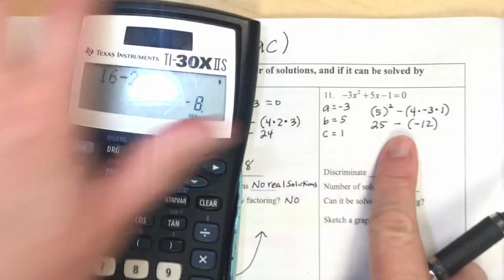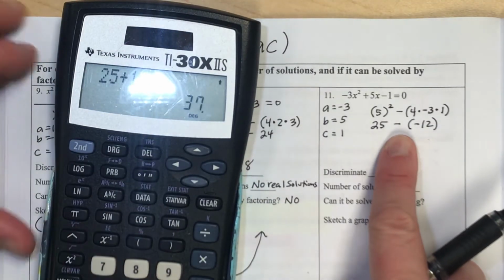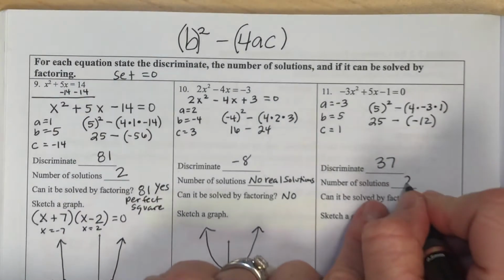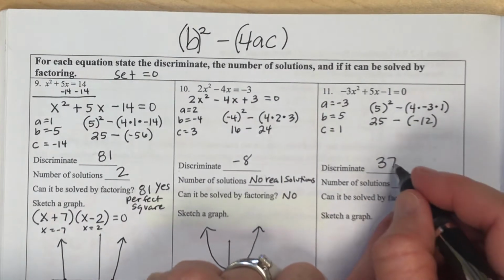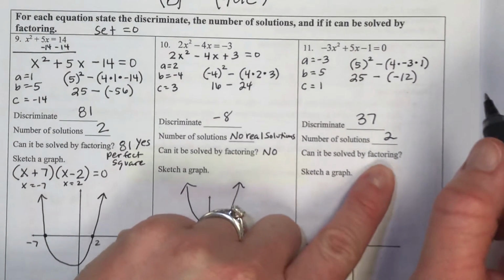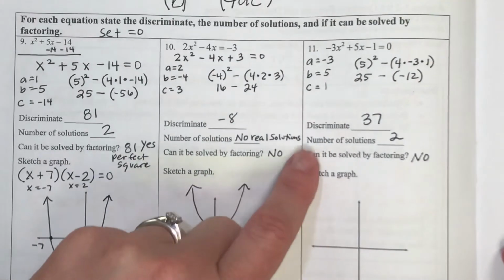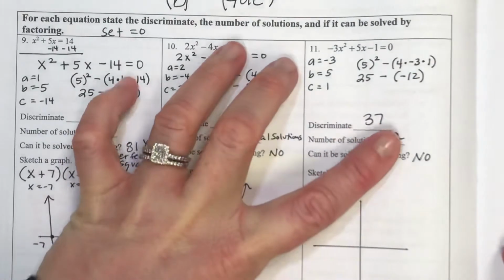So minus a negative, I'm going to add, and I get 37 for that number. It is a positive, so I will have 2 real solutions. 37 is not a perfect square, so no, we could not factor this. And so we just want to have a parabola that will have 2 real solutions.